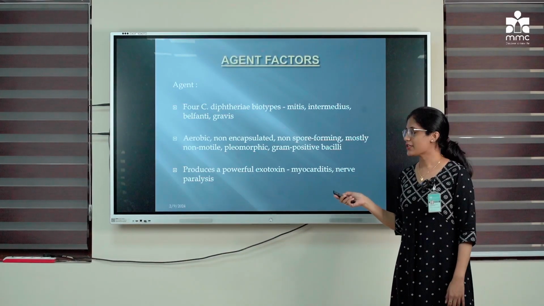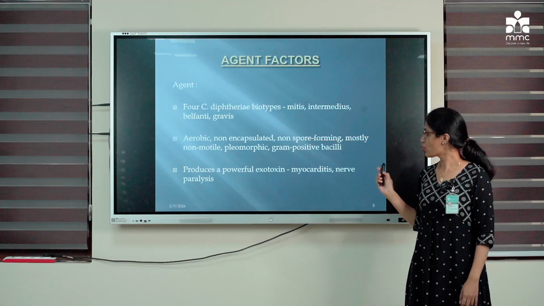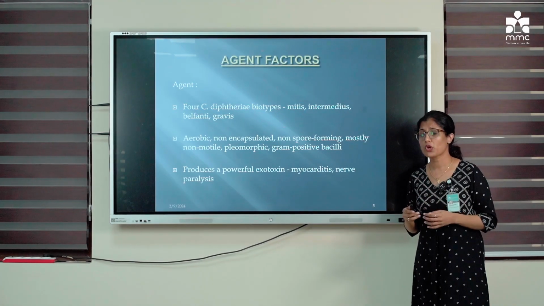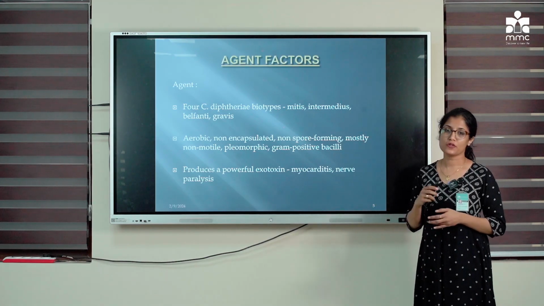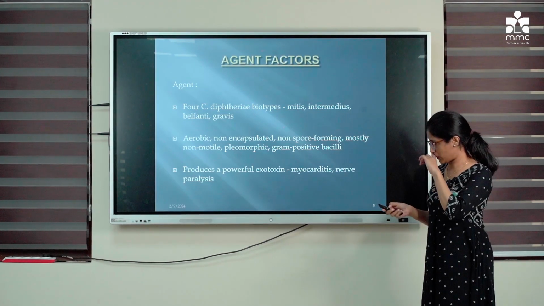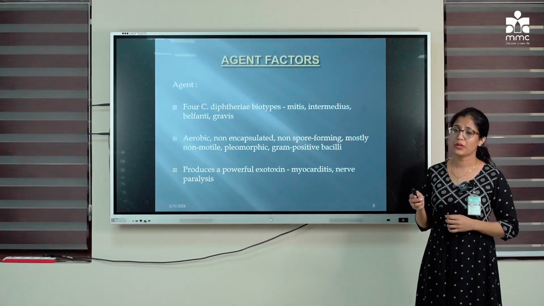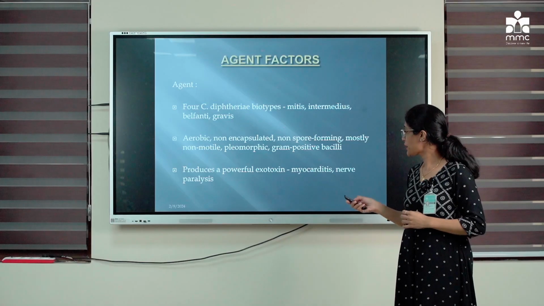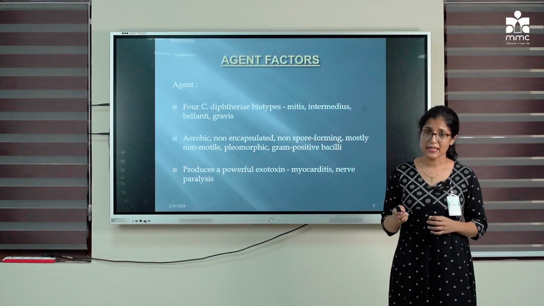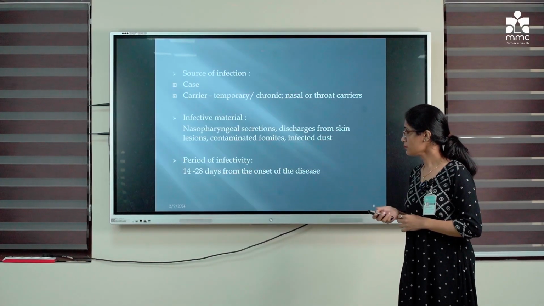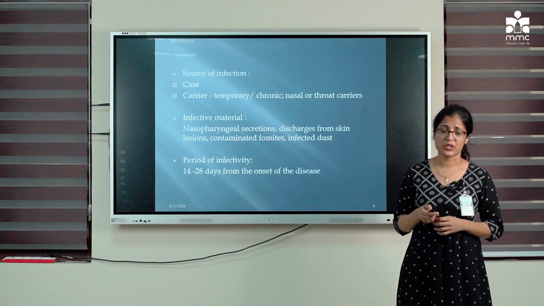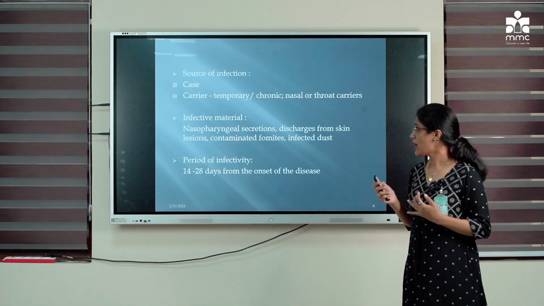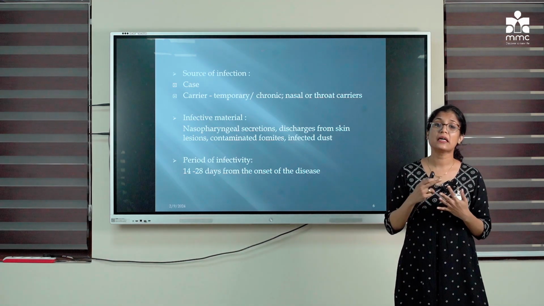The organism is aerobic in nature, non-encapsulated, non-spore forming, mostly non-motile, and pleomorphic in nature, and of course it is a gram-positive bacillus. The very important feature is that it produces a very powerful exotoxin which can result in myocarditis as well as nerve damage. Now what is the source of infection? One is a diphtheria case, and the second one is carriers.